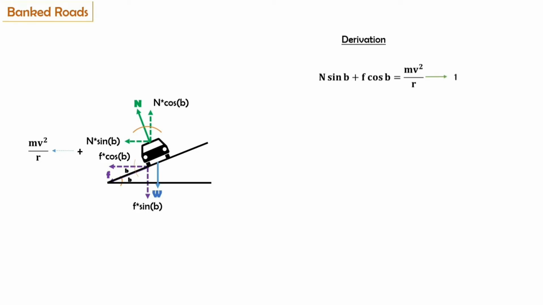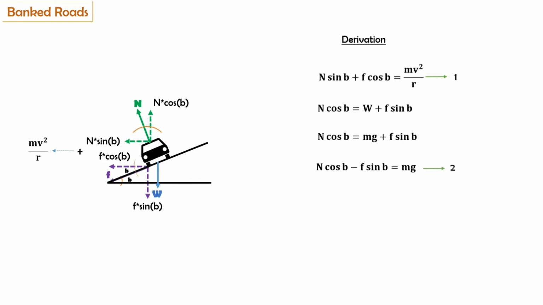Since we know that the sum of upward forces is equal to the sum of downward forces, we can write N cos B is equal to W plus F sin B. And we know that W is equal to mg. By substituting that, we'll get this equation. Now by rearranging this equation, we'll get N cos B minus F sin B is equal to mg. Consider this as equation number 2.